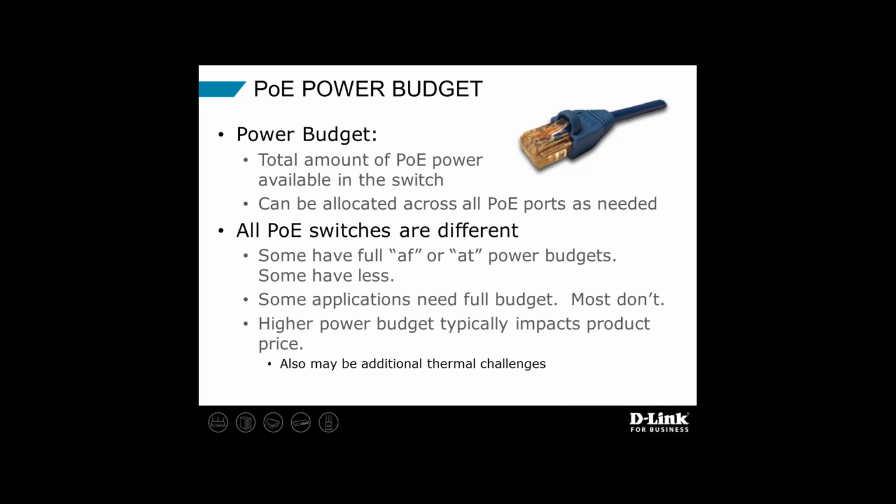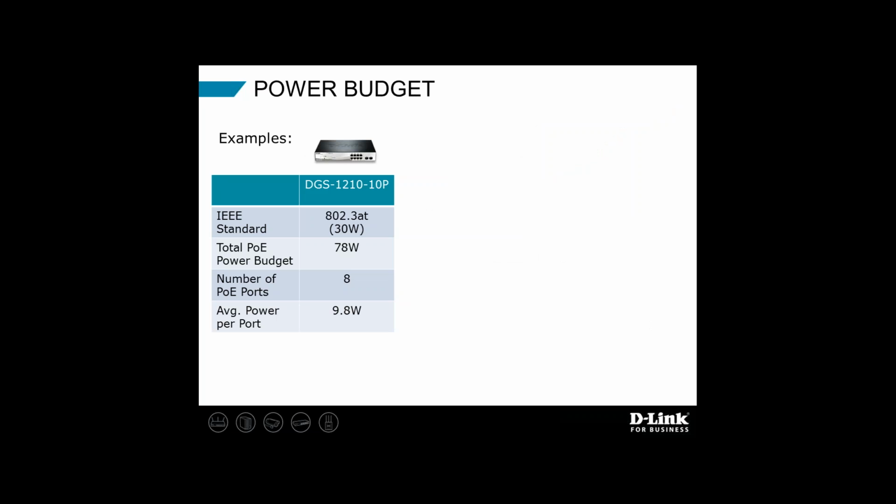So the message here is to do the math. Understand what your PDs require in terms of power, and you can get that from their data sheets for all IP phones and access points and cameras. On their data sheet will tell how much power they require, add it up, and then you'll know how much budget you need in your switch. And certainly the more budget means a more expensive switch, and there would be additional thermal challenges as well. The more power that a switch is providing, it may have additional fans.